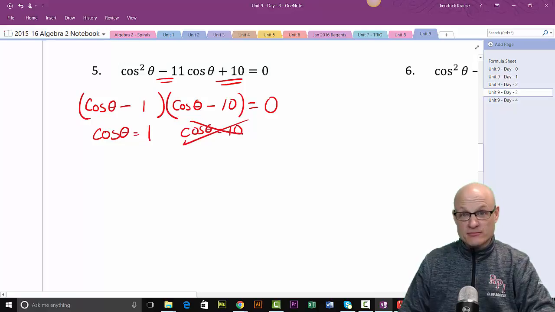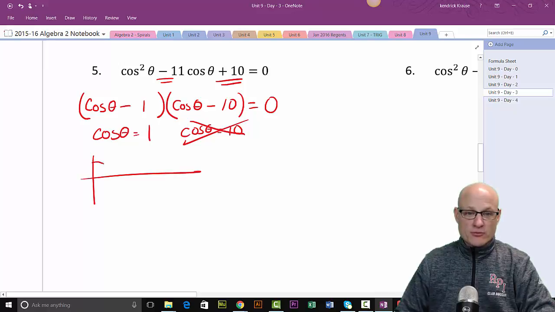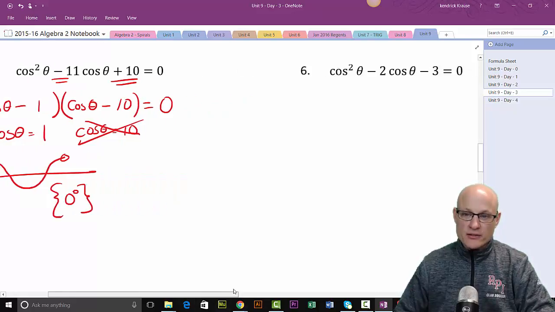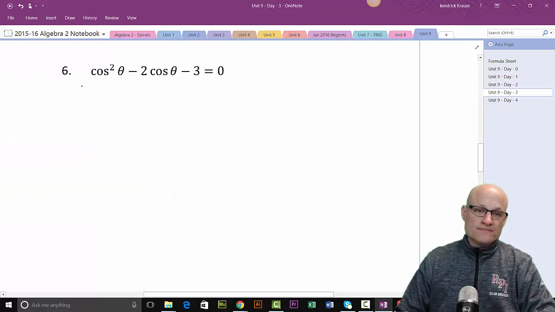This can't happen. This one we draw a picture for. Start at the max. 360, 0. But remember, we can't use 360 again, so our answer is 0 degrees. Moving on. Got to factor some more.